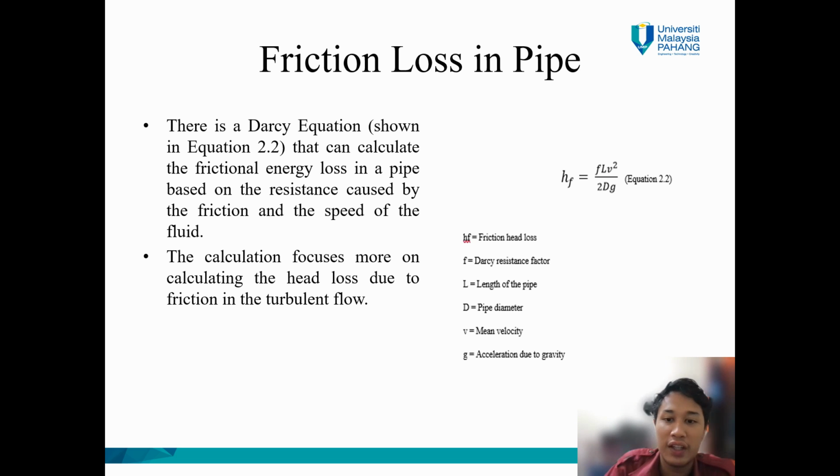Finally, we need to consider the friction loss in pipe using the Darcy equation as shown in equation 2.2. Using the Darcy equation, we can calculate the frictional energy loss in a pipe based on the resistance caused by the friction and the speed of the fluid. Then the calculation focuses more on calculating the heat loss due to the friction in the turbulent flow. The equation 2.2, or the equation of Darcy, focuses on the turbulent flow only.